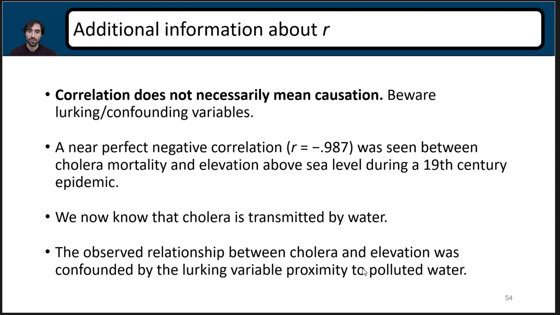But the observed relationship between cholera and elevation was confounded by a lurking variable, and that lurking variable is the polluted water. So in other words, it wasn't the elevation, but it was because people were dumping their stuff into a river and it was going downstream. And so the people who were downstream were more likely to get sick because they're drinking the nasty water.